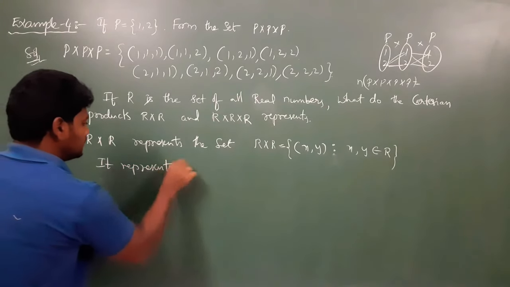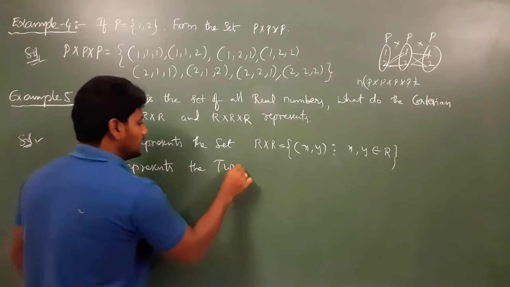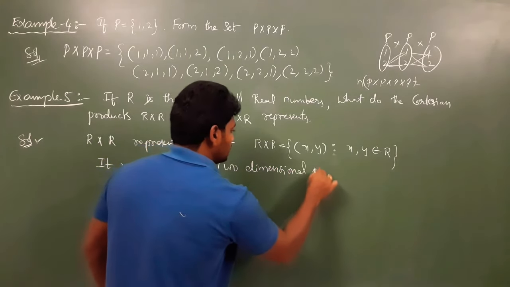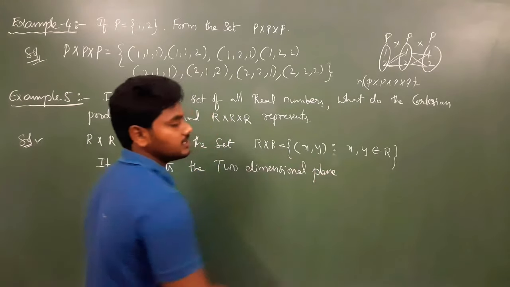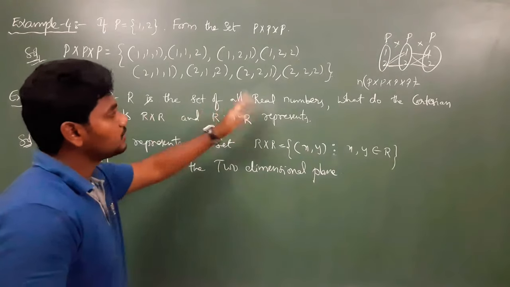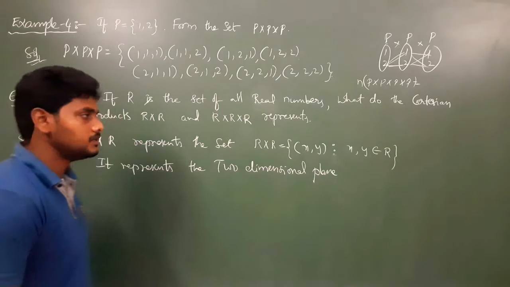It represents the two-dimensional plane. R cross R represents a point in the two-dimensional plane. Here R means the set of all real numbers. Now it represents the two-dimensional plane.